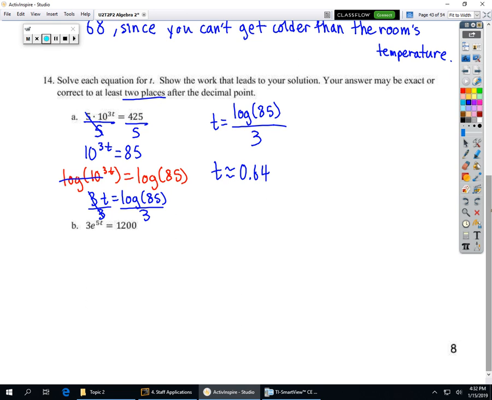For B, this one I have to use e, so I'm going to first divide the 3 on both sides, cancel, e to the 5t equals this divided by this. That is 400. To remove an e, I need to use ln. So I'm going to put ln on both sides.